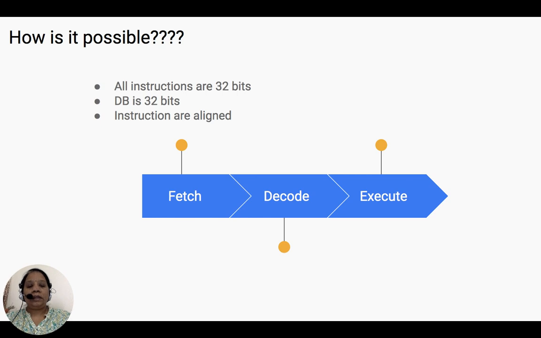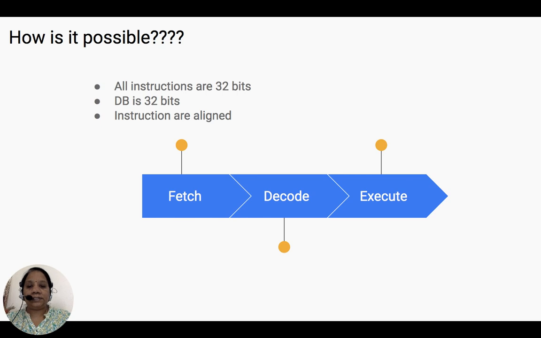Whenever you are asked to write about the pipelining concept of ARM 7, you should not only say that it has 3 stages, you should also mention the features in ARM 7 that help the perfect implementation of pipeline. So this is regarding the fetch phase.